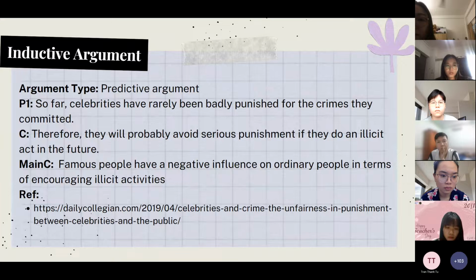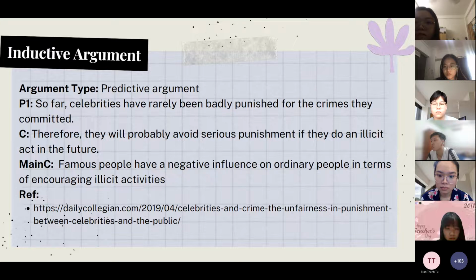We can say that celebrities are also human and they also have a chance to commit illegal activity. But here is our argument on this. So far, celebrities have rarely been badly punished for the crimes they have committed. And therefore, they will probably avoid serious punishment if they do an illicit act in the future.